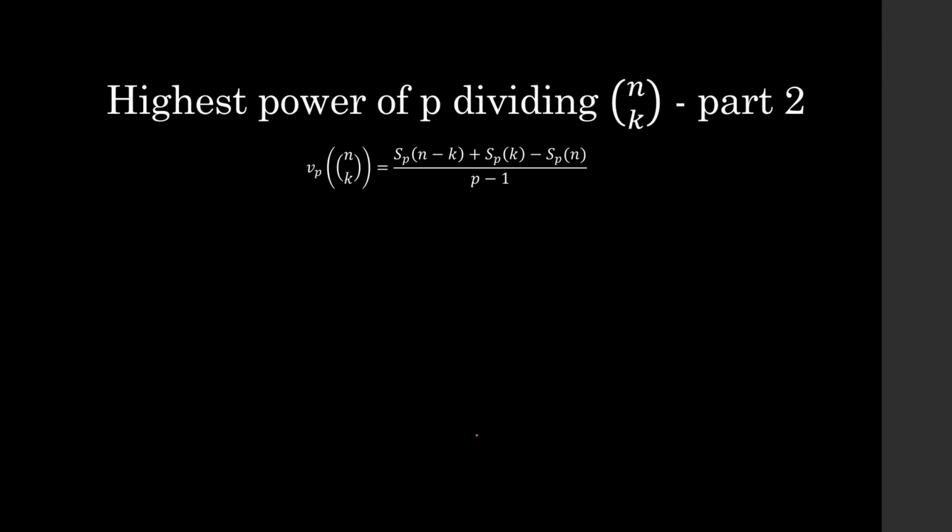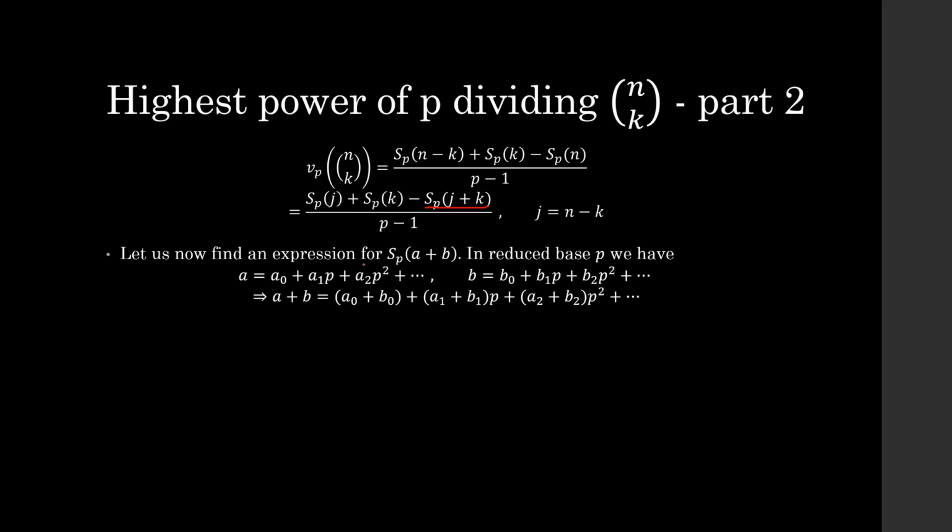All right, so let's summarize this result again in this next slide. So that's what we have for now. Let's rearrange this. I'm going to do a substitution and say j equals n minus k, just so I can have this j in the front, and at the end I've got j plus k. Now we only need to figure out what happens to this sum when we've got a plus in the input. How does that relate? We want to find an expression for S_p(a plus b) in general, for general a and b, and then we'll be able to find it for j plus k.